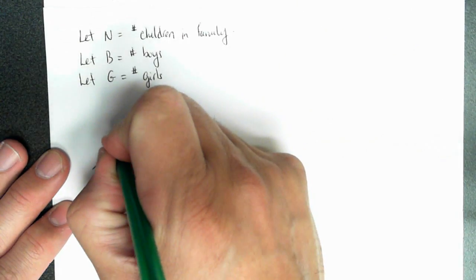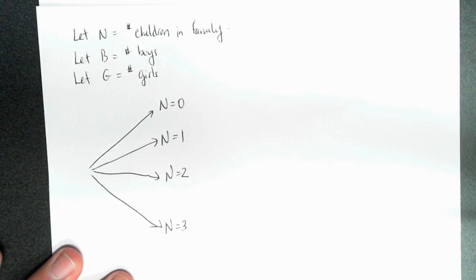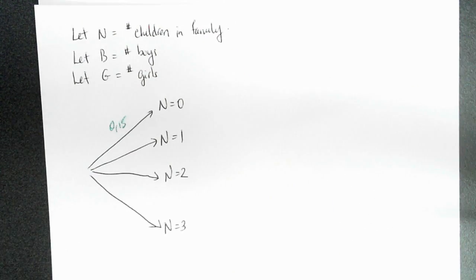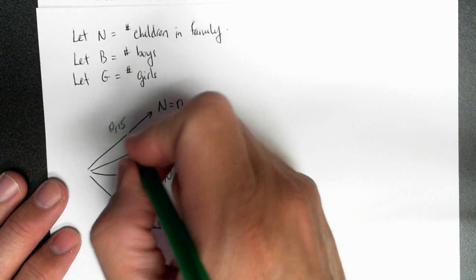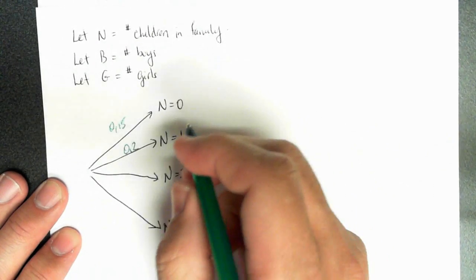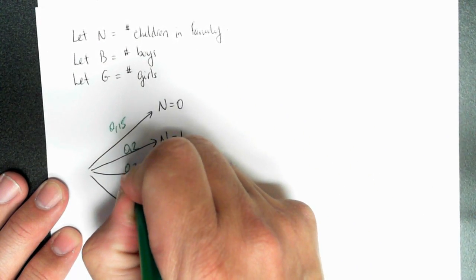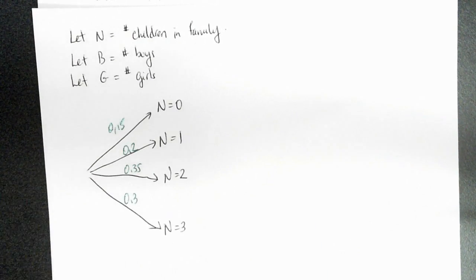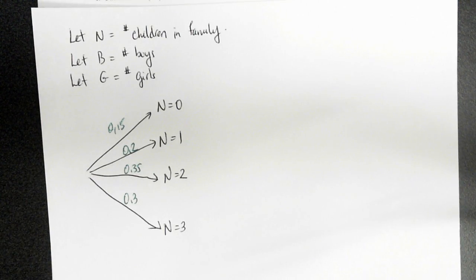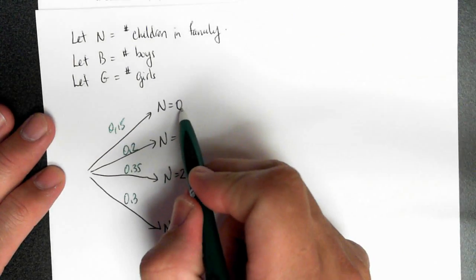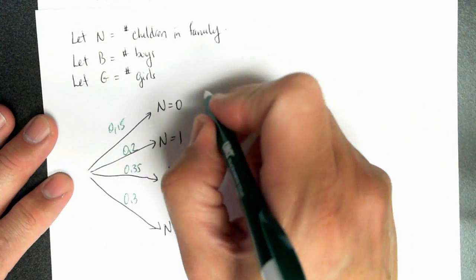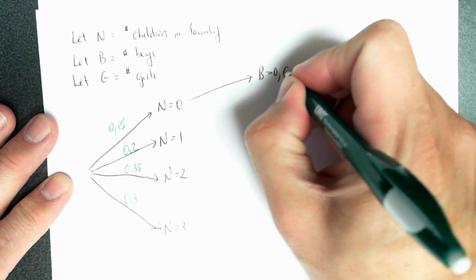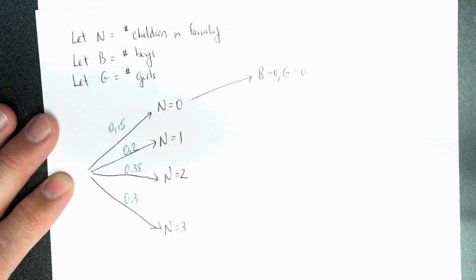So the probability of 0 children is 15%. The probability of one child is 20%. The probability of two children is 35%. And the probability of three children is 30%. Now if there are 0 children, then clearly there's a 100% chance that there are 0 boys and 0 girls.